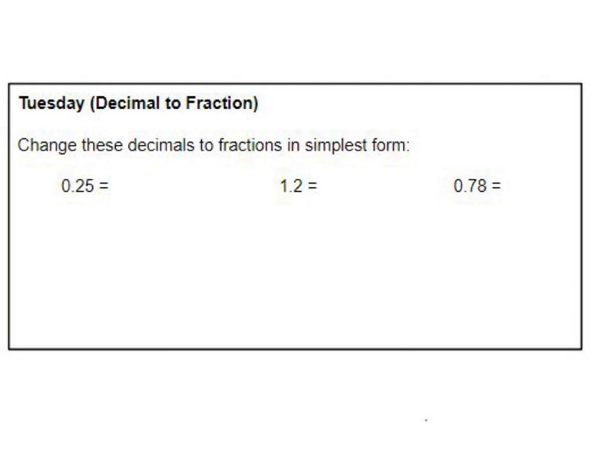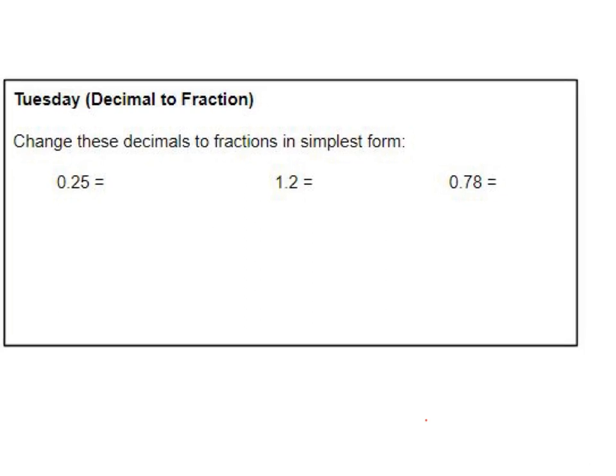So on Tuesday, which was yesterday, you had to convert a decimal to a fraction. Now remember, the 3 steps is to read it, write it, and simplify it. So in this case, we're going to just work on reading it. So when you have 0.25, the 5 is in the hundreds place, so you would write it as 25 over 100.